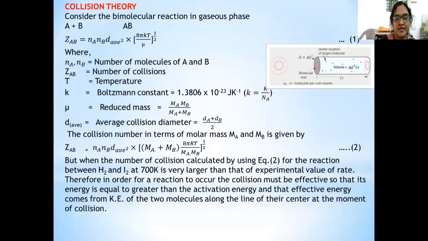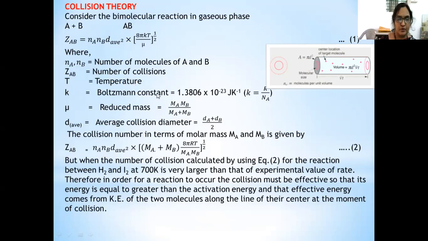Now, this is the mathematical expression or derivation for the collision theory. Consider the bimolecular reaction in the gaseous phase, A plus B gives AB. Now, the rate according to the collision theory is given by ZAB equals NA into NB d average square into (8 pi kT divided by mu) raised to power 1 by 2, where NA and NB are the number of molecules of A and B, ZAB is the number of collisions, and T is the absolute temperature.